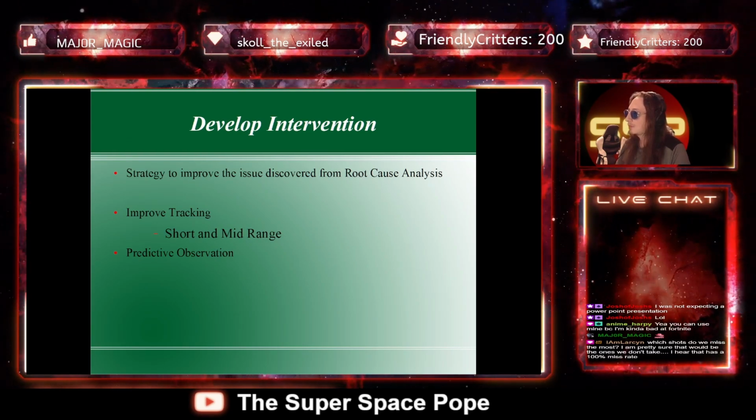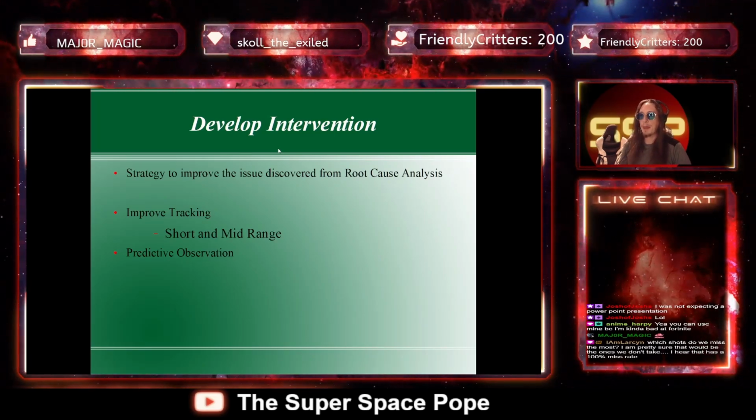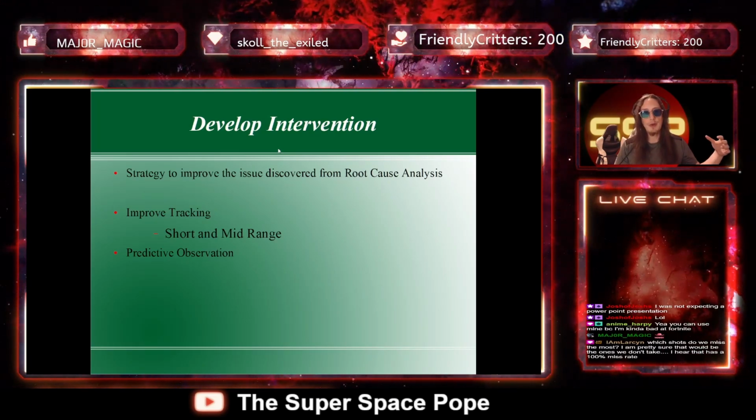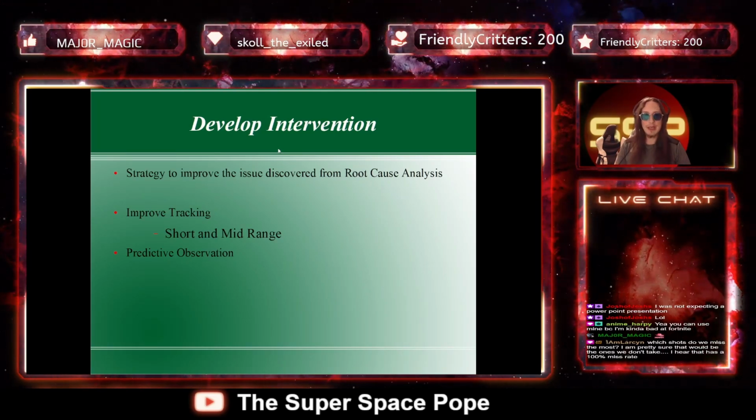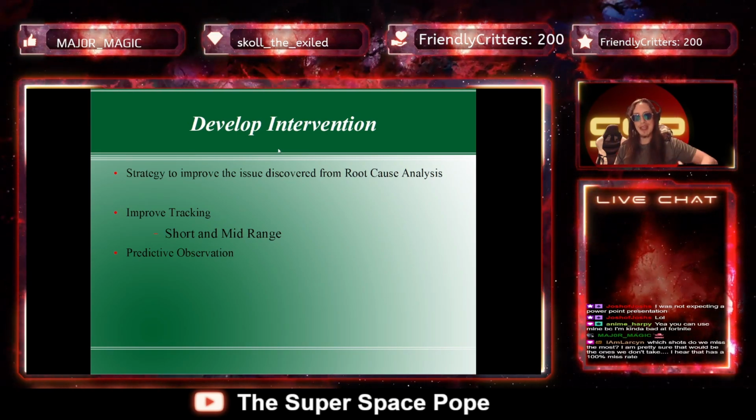Okay. So there's a lot of different things we could do to develop an intervention plan. And generally what we're going to do once we get to that intervention plan, we're going to put it into action. And then we're going to take it all the way back to the beginning, and we can just run the same simulation again.